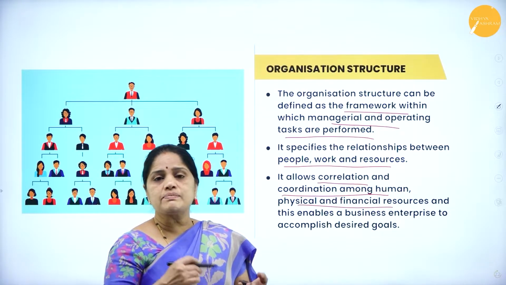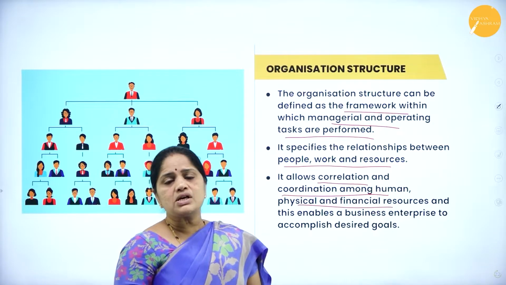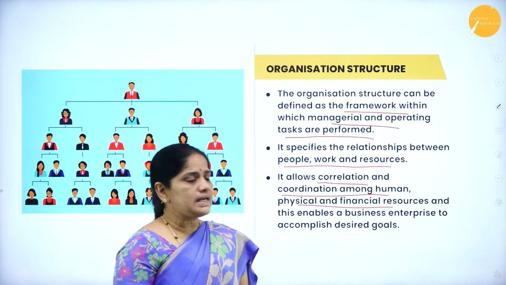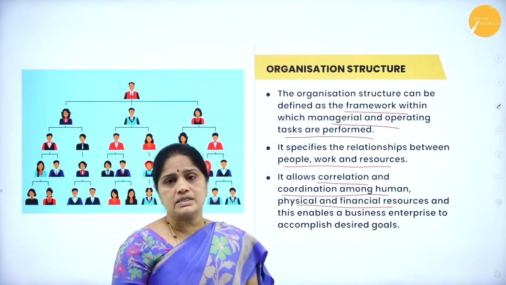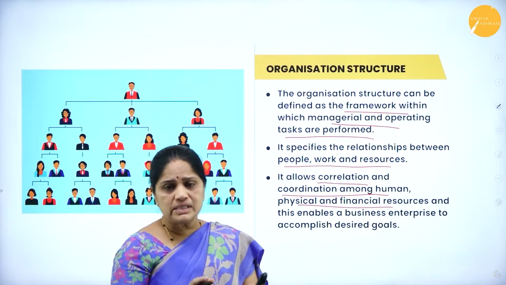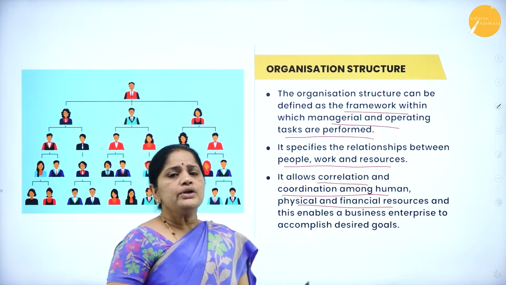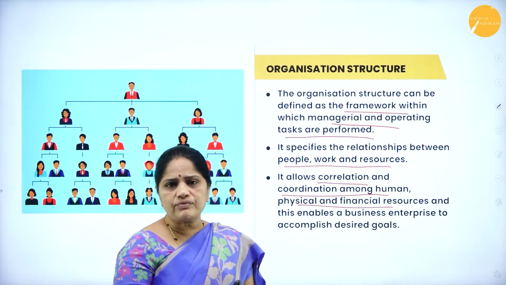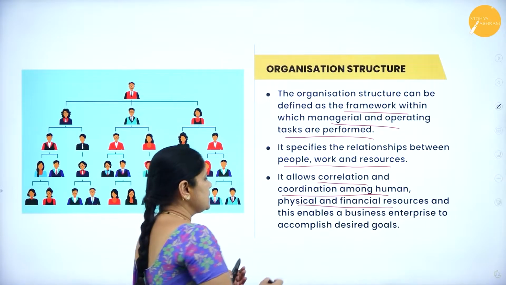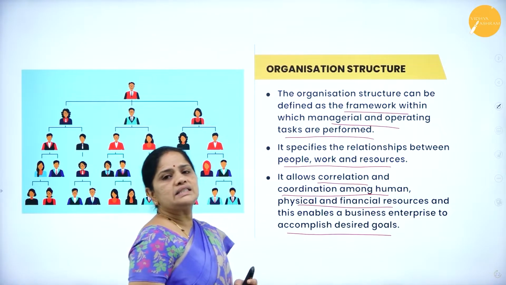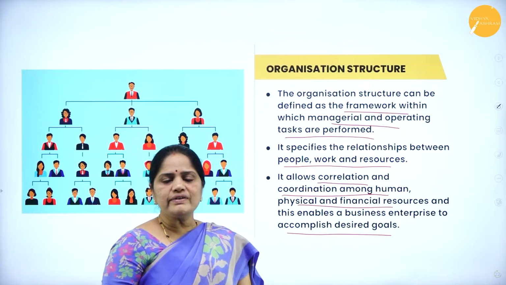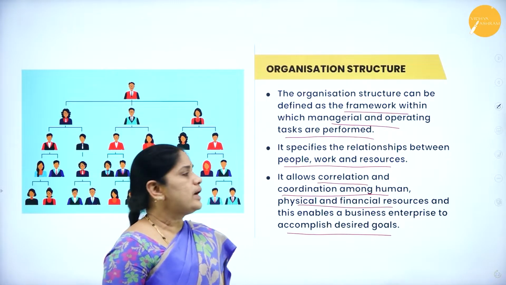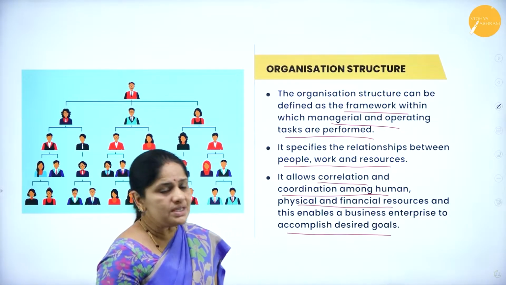So physical resources means it may be the raw materials, or it may be the other resources which you may be providing them to work in the organization, and also the financial resources. So what is the finance you have set aside to get the job done? So you are bringing coordination and cooperation and the best utilization of all the resources in the organization to help the business to achieve the desired goals. So whatever the desired goals of the organization are, they can be achieved when you have a proper organization structure.